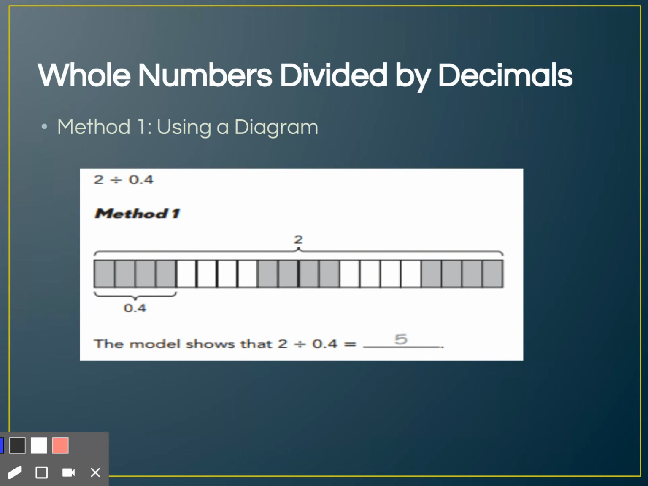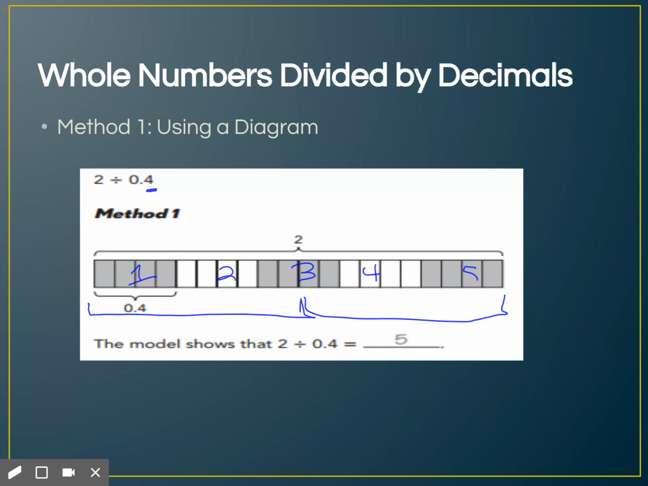So we have 2 full bars. That's what these are, 2 full bars. And then we're splitting them up each into 10 spaces because 0.4 is in the 10th place. And then they break it up into groups of 0.4 or 4/10. So here we have 1 group, 2 groups, 3 groups, 4 groups, and there are 5 groups of 4/10 in 2.